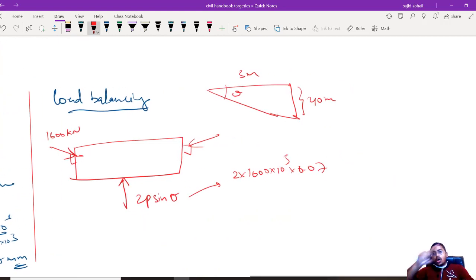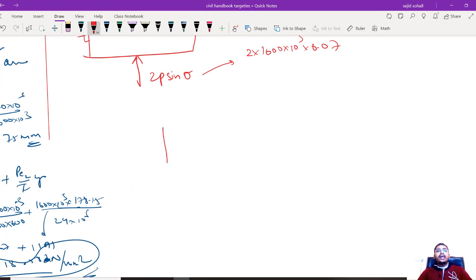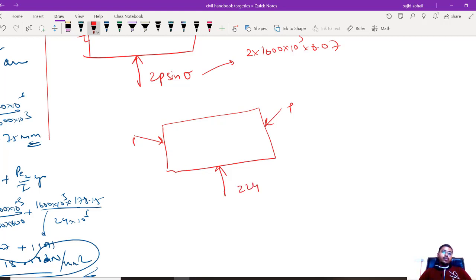So because of this shape, I can write it very simply. There are pre-stressing forces P, and here force 2 into 1600 into 10 cube into 0.07, which is 224 kilonewton. 224 kilonewton. For this you have to find what is the stress at the top and bottom at a distance of 2.5.